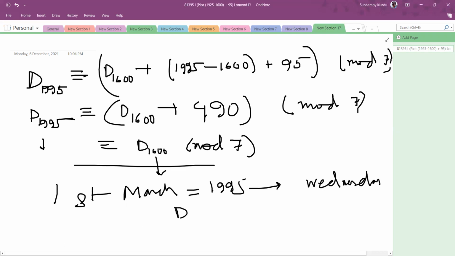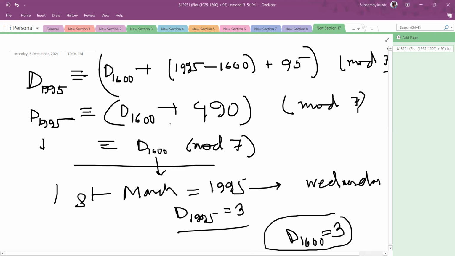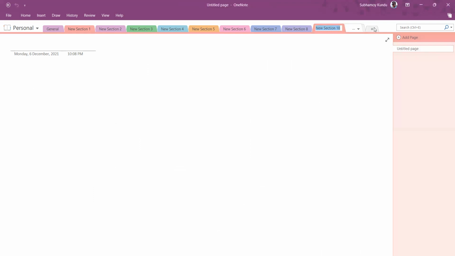That means, according to our consideration, the value is 3. That makes what? The D1600 is also 3. These are also the same. These are all Wednesday. So this actually dynamically changes our formula as well. What does it change? Let me write it down.